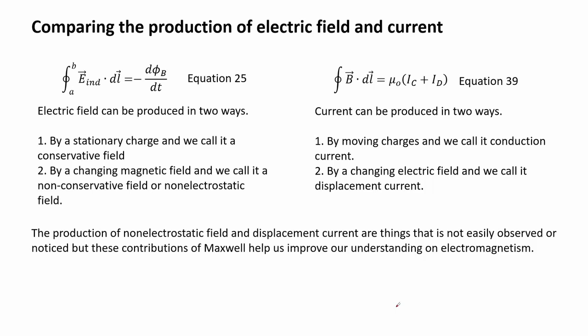Current can be produced in two ways. First, by moving charges, and we call it conduction current, and second, by a changing electric field, and we call it displacement current. The production of non-electrostatic field and displacement current are things that are not easily observed or noticed, but these contributions of Maxwell help us improve our understanding of electromagnetism.